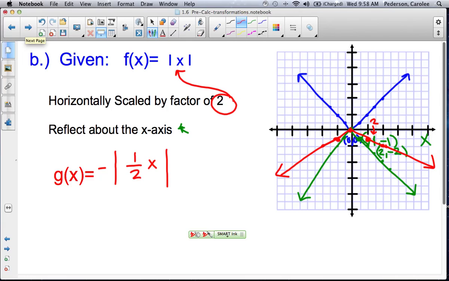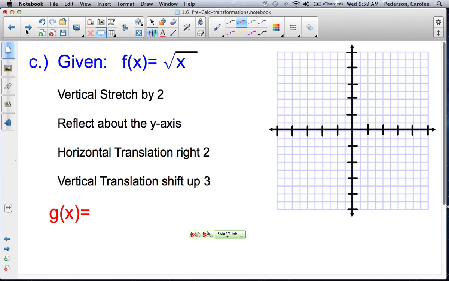I tend to do my reflections first, and then my shift changes left and right, and then I do my scale factors last. Ooh, this is a big one. Maybe we'll stop at that one and we'll pick back up again with a new movie.